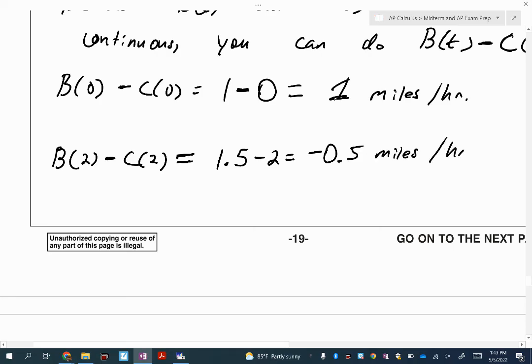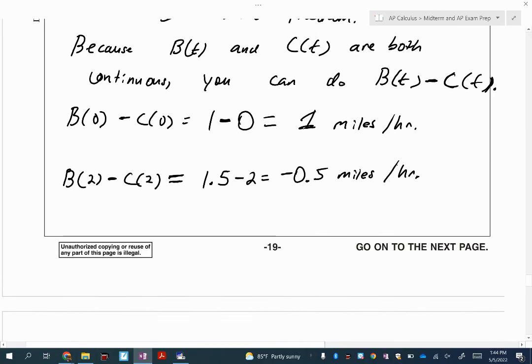Now watch this. If you notice, at time t equals 0, we have a positive 1 mile per hour. What happens at t equals 2? We have a negative half mile per hour. So at some point, we've got to go from positive to negative, from 1 to negative 0.5. There is a number in between that I care about. What is it? 0. Why 0? Because if this minus this is 0, that means they're what? That means they're equal to each other.